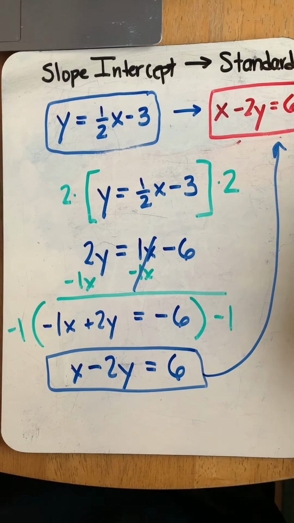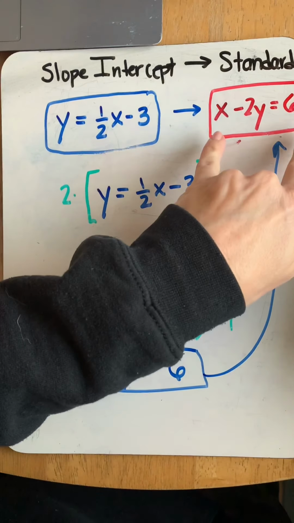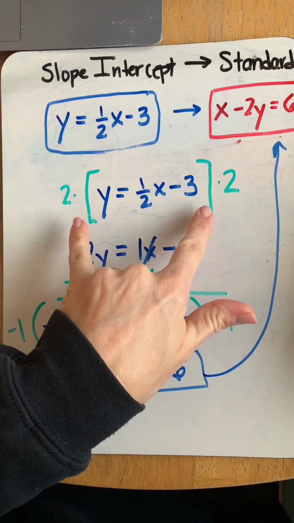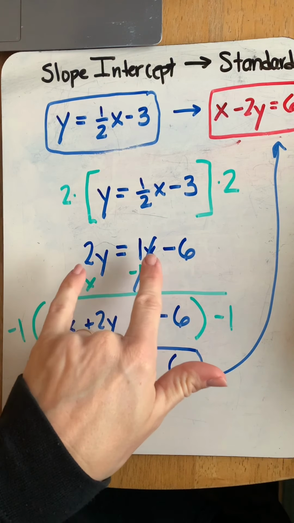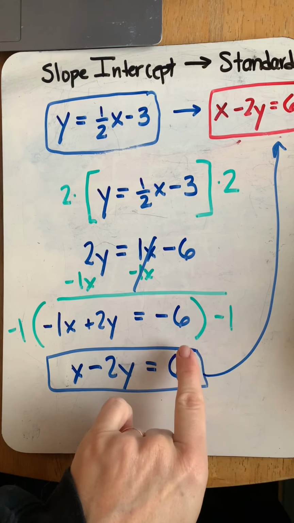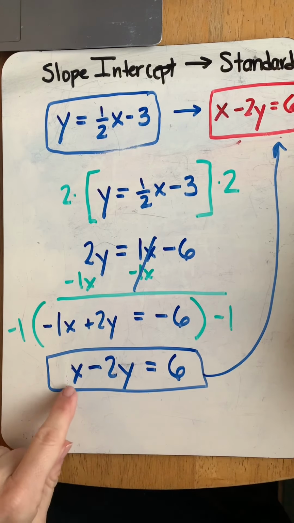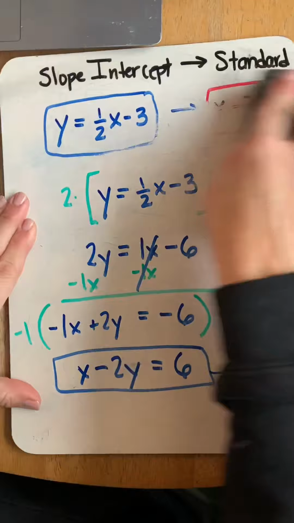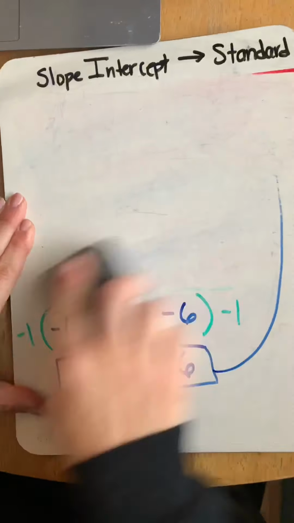So again, to change something from slope-intercept to standard, I'm going to first clear any fractions. Then I'm going to rearrange, getting my x and y on the left, my number on the right, and then make sure my front term, my x term, is positive. So let's try another one.